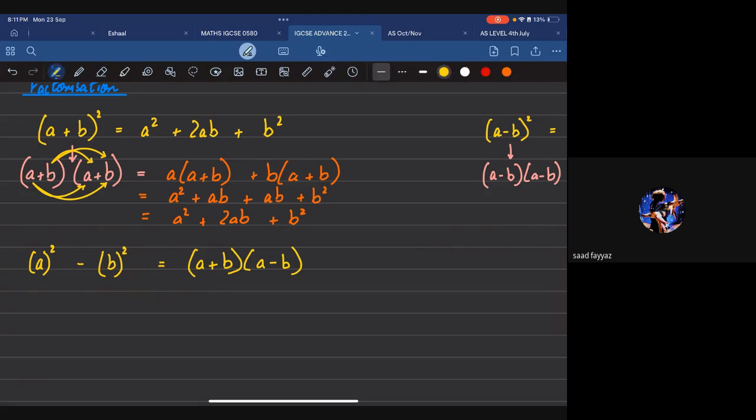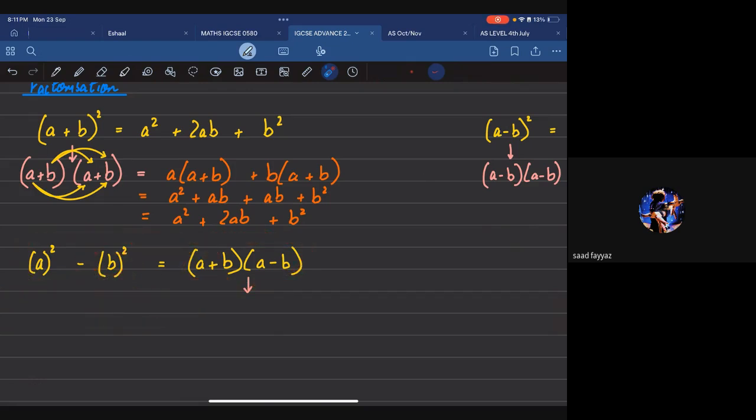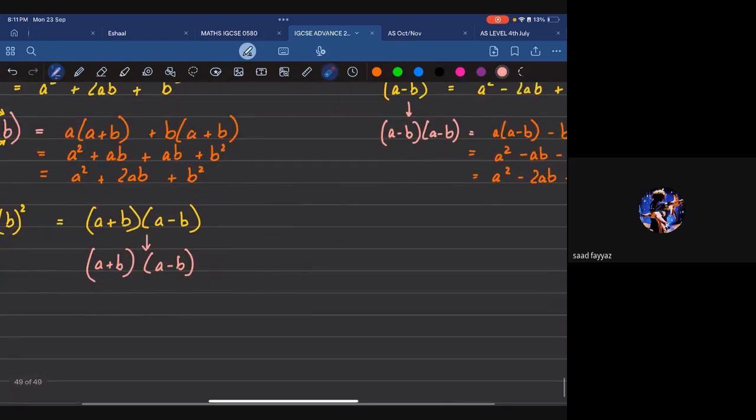Now, how are we going to prove it? I'm going to prove it a different way today. I'm going to prove it from this. I am going to expand this, and if it makes this, then that means that this can be written as this directly. Okay. So it's (a plus b)(a minus b). And by the way, it does not matter if you're writing a plus b first or a minus b first, because, okay, I'll explain this as well. 3 times 5 and 5 times 3 have the same answer.